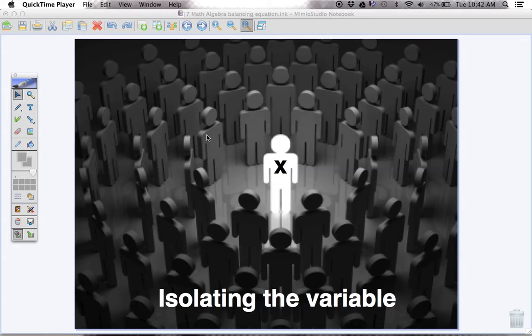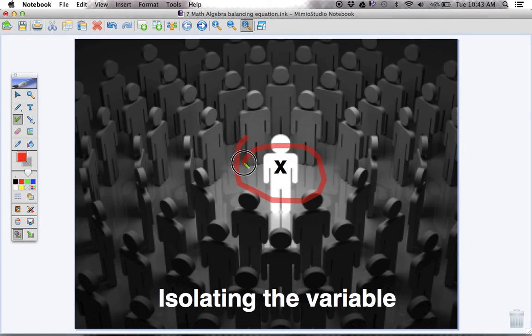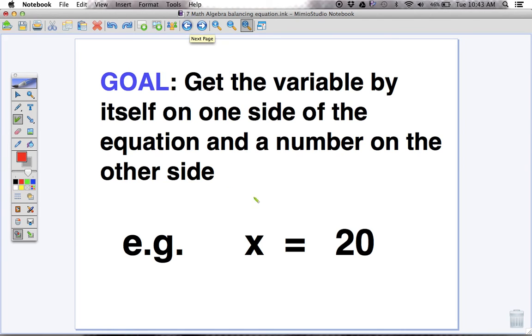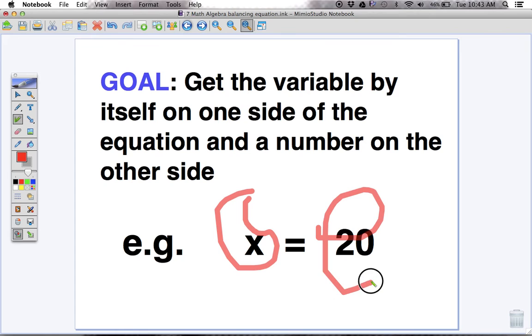Today we're going to look at isolating the variable, the most important skill you could ever have in algebra. Basically, we're going to be isolating x. We're going to make x feel all by itself. And the goal is this: we want to get the variable on one side of the equation, and we want to get the number on the other side of the equation.